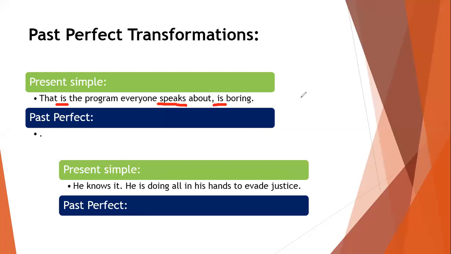That had been the program everyone had spoken about. Had been boring. No, las tres no podemos cambiarla. No podemos cambiar las tres. Cambiaría el sentido de la oración y después no significaría nada. ¿Cuál sería las partes que cambiaríamos? El is, ¿no? El is. Entonces diríamos, ¿ese ha sido el programa? That had been, había sido el programa.